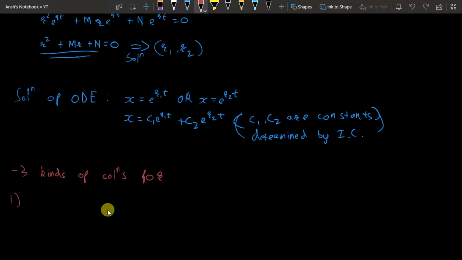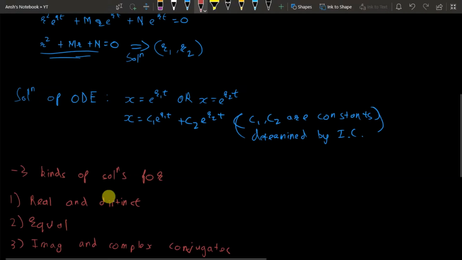So the first case is the roots are real and distinct. The second is that the roots are equal. And the third case is that the roots are imaginary. And whenever the roots are imaginary, they are complex conjugates of each other. So we'll now treat each of these cases and determine the general solution of the differential equation for all these three kinds of roots we get in the quadratic equation, and then we'll do some examples for all three cases.